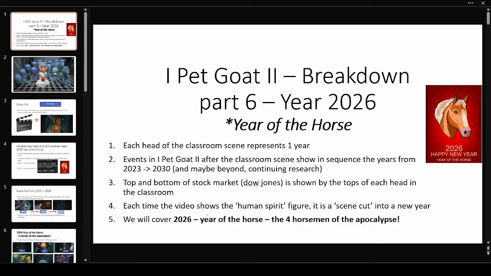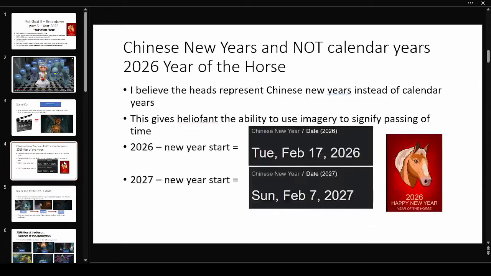So 2026, the year of the horse, I think that symbolically this year of the horse is representing the 4 horsemen of the apocalypse from the Bible. I think we are getting into Revelations now. That would be the seals of Revelation, okay, the first 4 seals, which starts in chapter 6. Okay, so bear with me as I go through this. I don't want to go too fast, but I want to get all the information out.